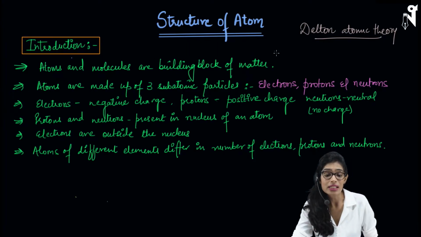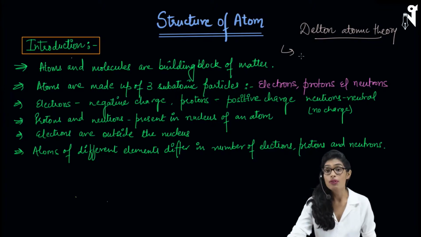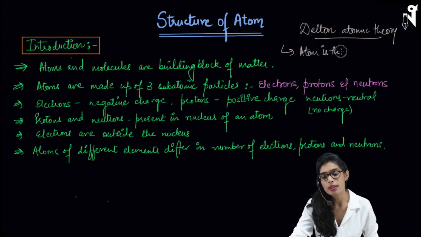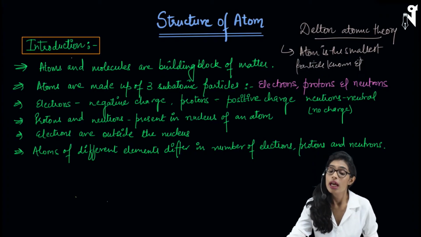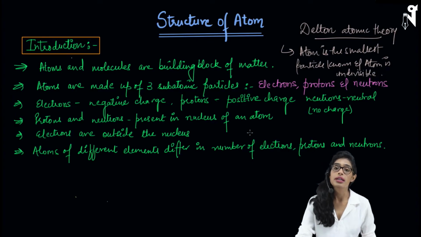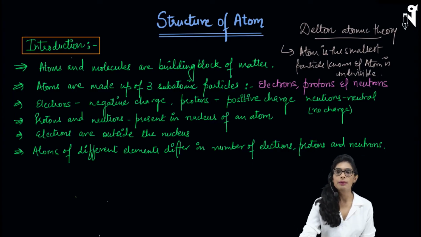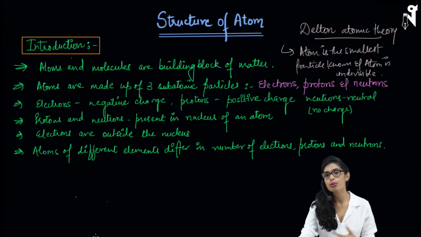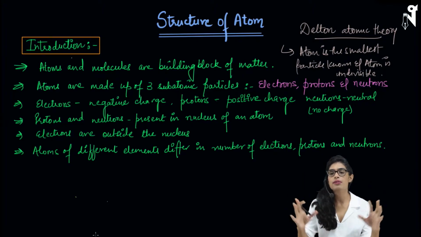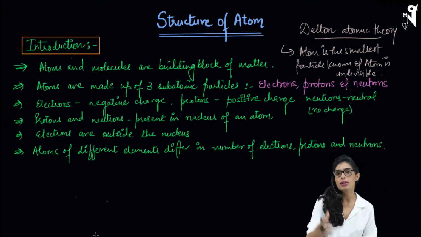But along with that, Dalton told us one more important thing, the one which was very controversial, and that was: atom is the smallest particle known, and atom is indivisible. So this was his first statement regarding atom, which was accepted by many people for a long time. But as I told you, when the atom got discovered, scientists got excited, and everybody in all parts of the world was trying to find out more and more about atoms.